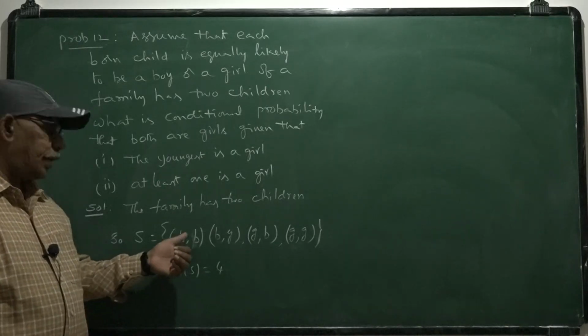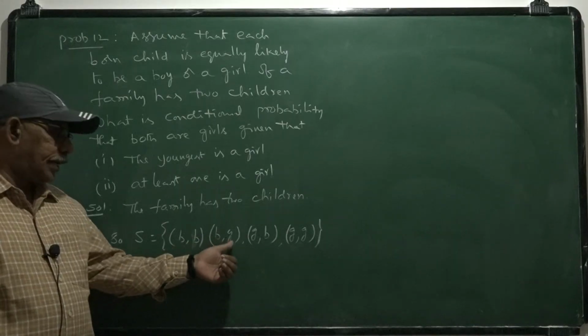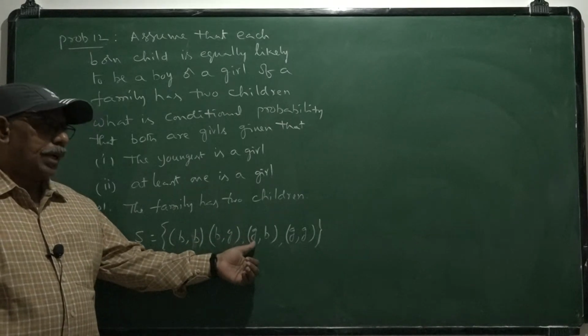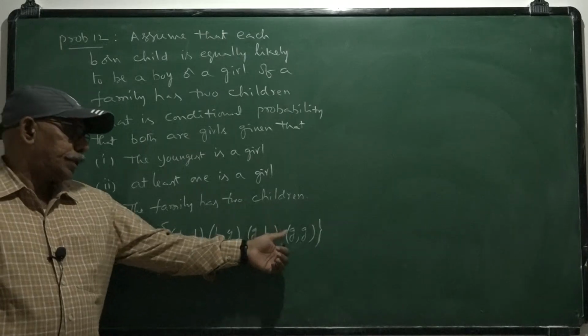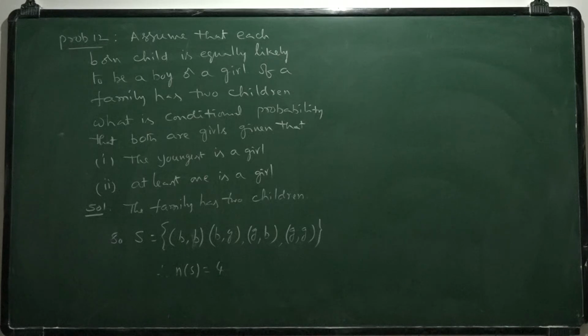So, the elder one is boy and the younger one is boy. Elder one is boy and younger one is girl. Elder one is girl, younger one is boy. Both are girls. So, these are all different possibilities provided that the family has 2 children. So, the total possible outcomes here are 4.